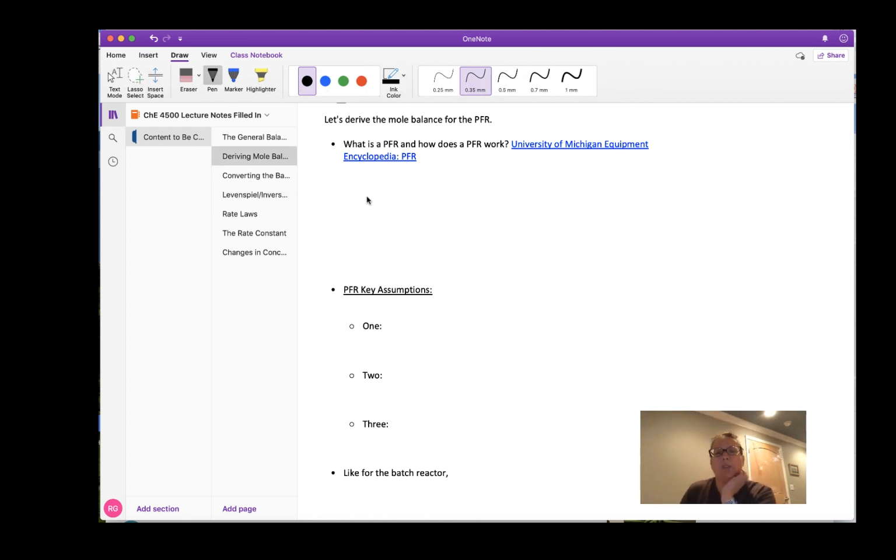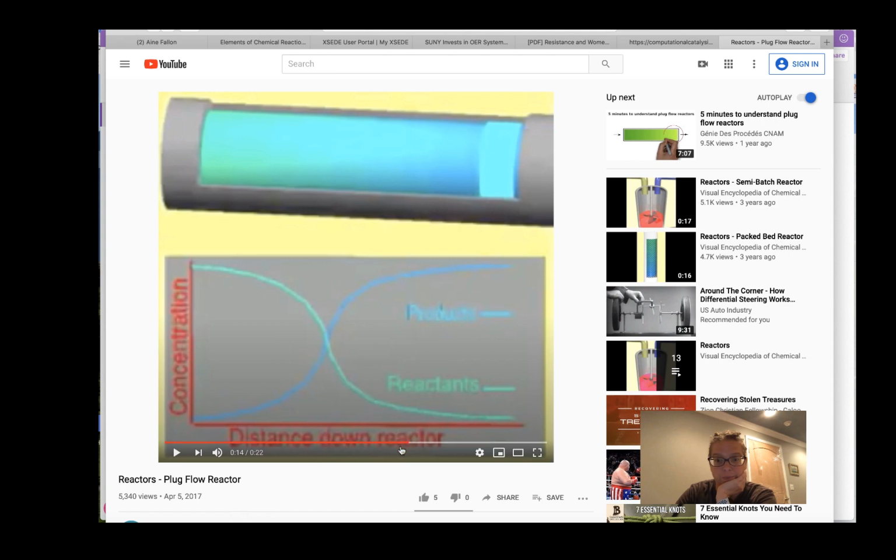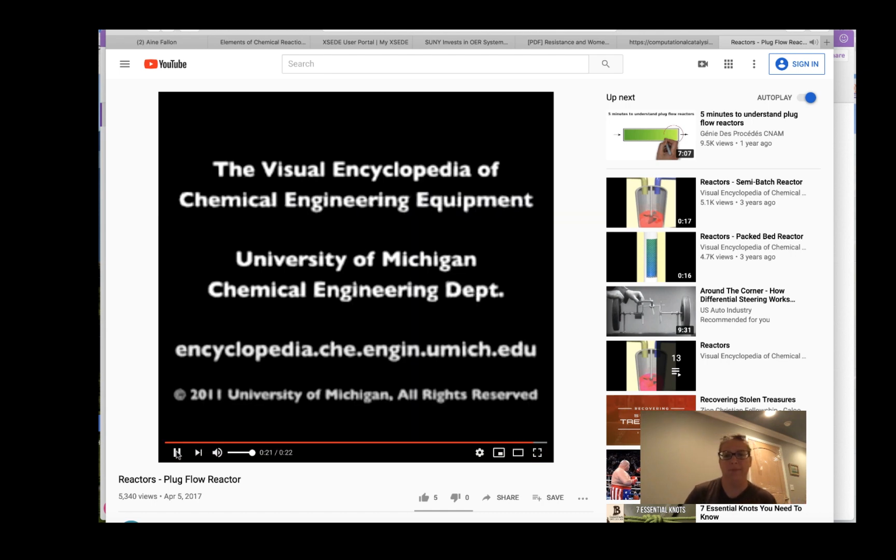All right, so last but not least, let's derive the mole balance for the plug flow reactor, PFR. And so, again, let's go to the University of Michigan Equipment Encyclopedia to see how this thing works. So the plug flow reactor is a tubular reactor, and it's a turbulent flow reactor. And you can imagine turbulent flow being like a plug. That's what you see here, the highlighted region. It travels down the length of the reactor. As it does that, reactants are converted into products, and that's what you see in the bottom panel.